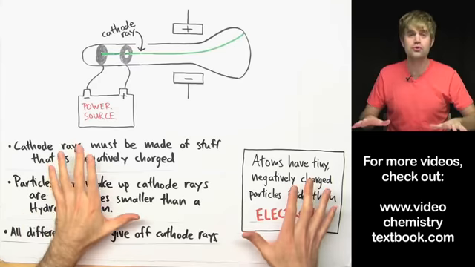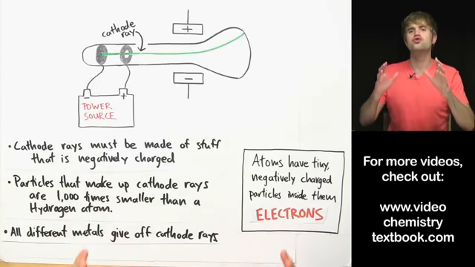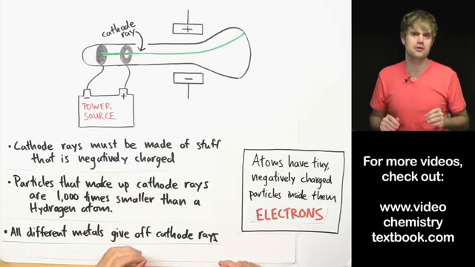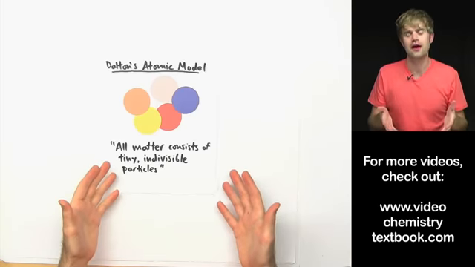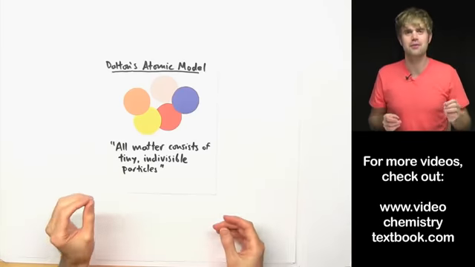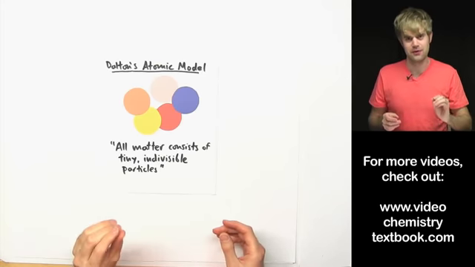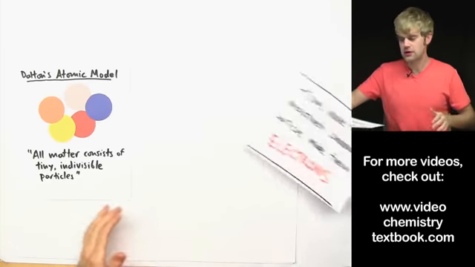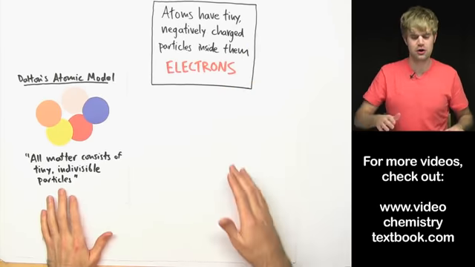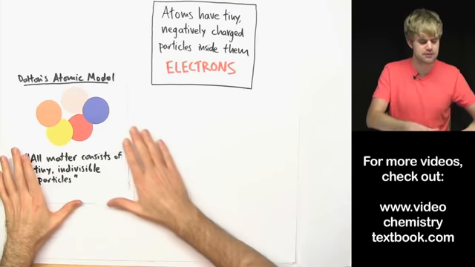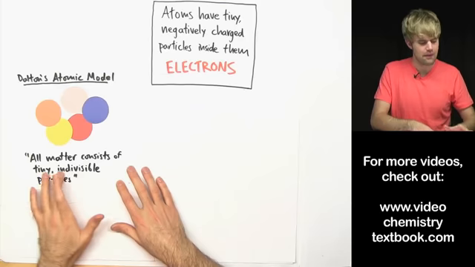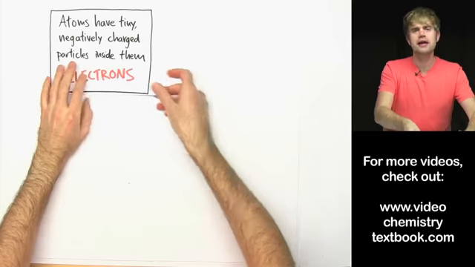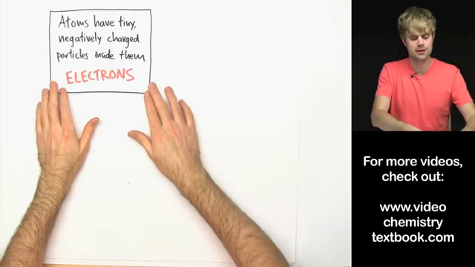Anyway, these conclusions that Thomson comes to have dramatic effects on how scientists think about what the atom actually looks like. Now, at the beginning of the video, we said that in Dalton's atomic model, atoms are indivisible, that they're not made of anything smaller. But when Thomson discovered that atoms have tiny negatively charged electrons inside them, he essentially disproved this model, at least the part about the indivisible atoms. So here is the model of the atom that Thomson comes up with.